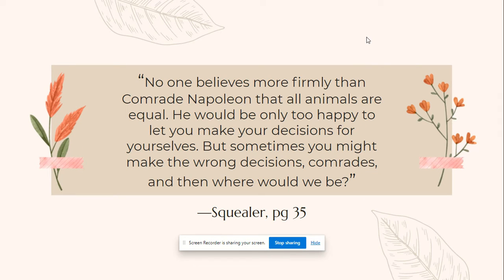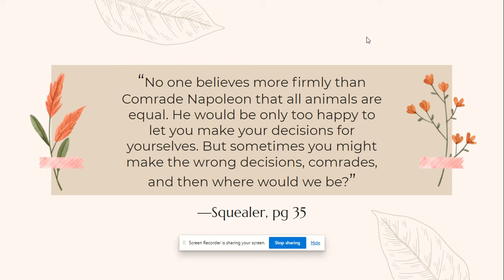This is my favorite quote from the book. It says, "No one believes more firmly than Comrade Napoleon that all animals are equal. He would be only too happy to let you make your decisions for yourselves. But sometimes you might make the wrong decisions, comrades, and then where would we be?" So that's a quote from Squealer. Squealer is kind of like the town crier. He's like the messenger pig. He is the pig that is designated to speak publicly to the rest of the farm animals and give them messages from Napoleon, the leader.